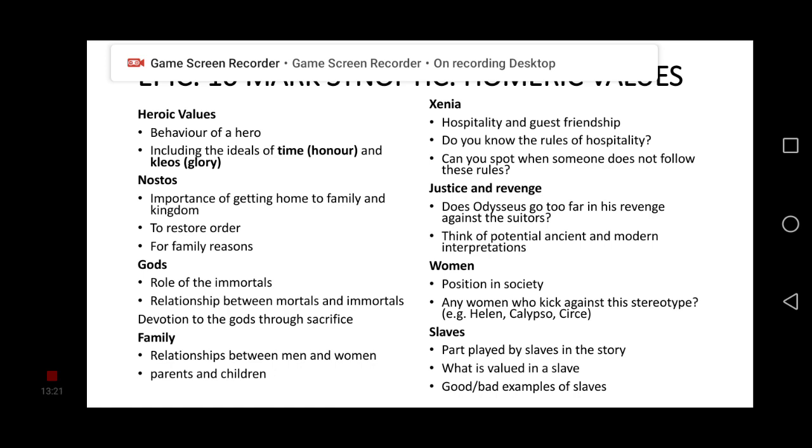Women's position in the society, and slaves. So what is valued in a slave? Good or bad examples of a slave.